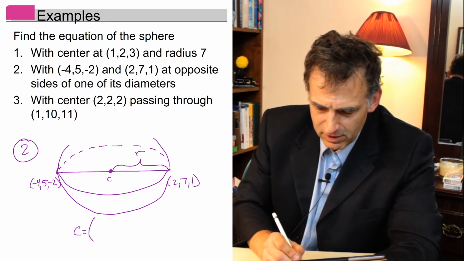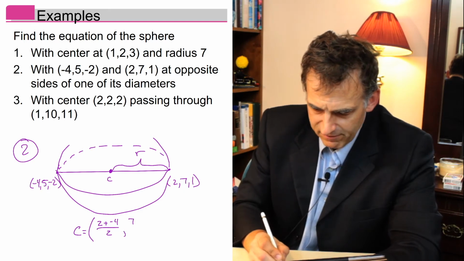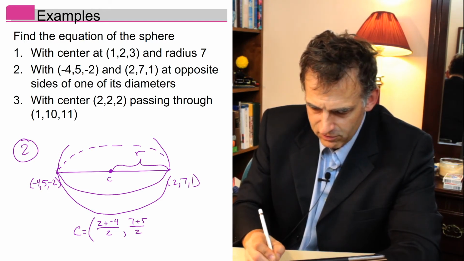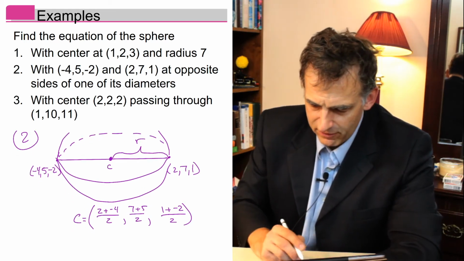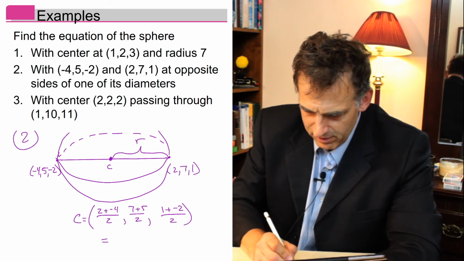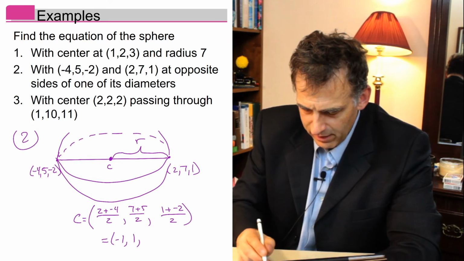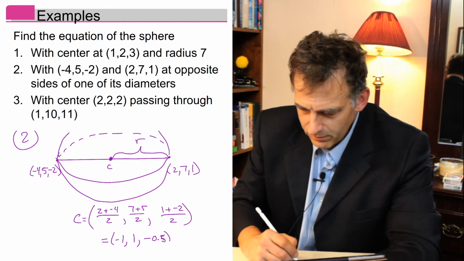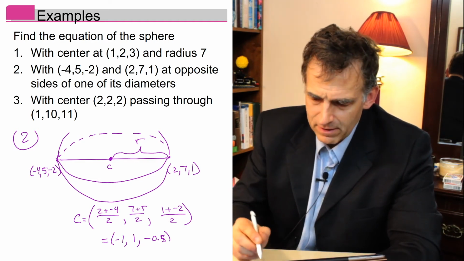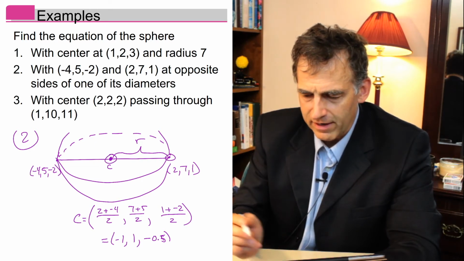So here's how I'm going to do this. I'll do (2 plus -4) over 2, (7 plus 5) over 2, and (1 plus -2) over 2. So I just have to average the coordinates together. And it gives me -1, 1, and -1/2. So there's my center.